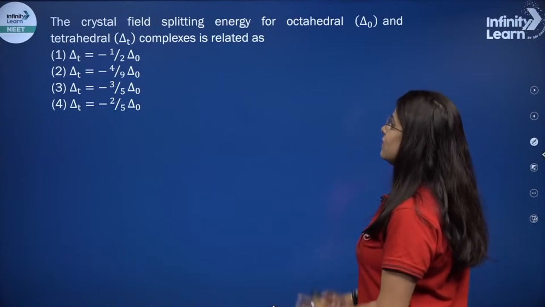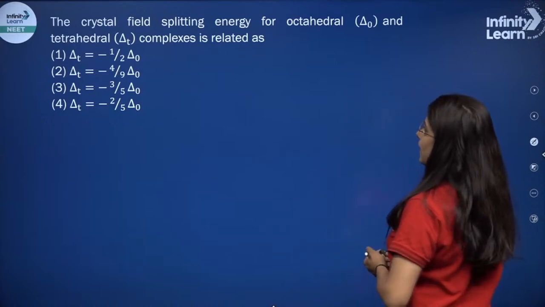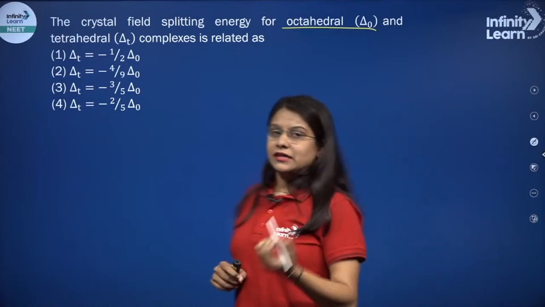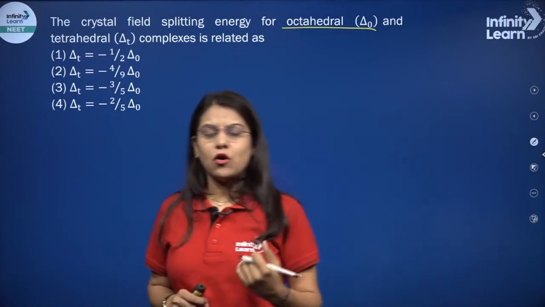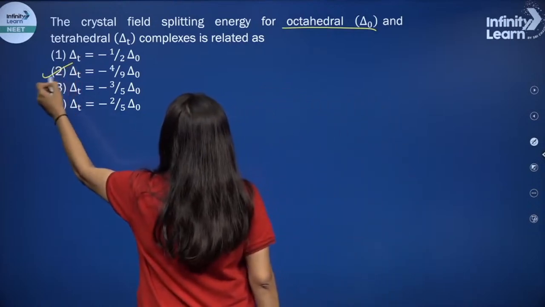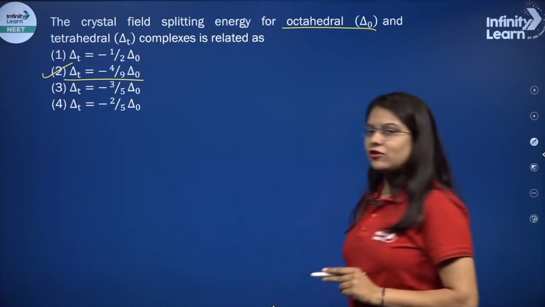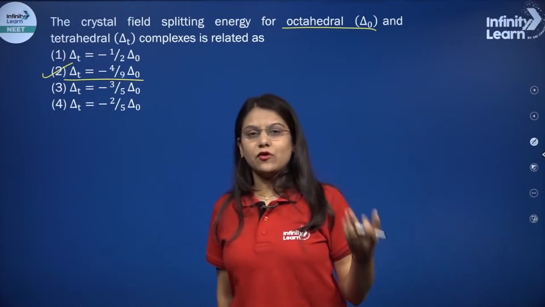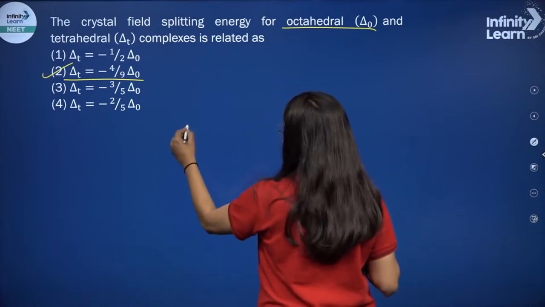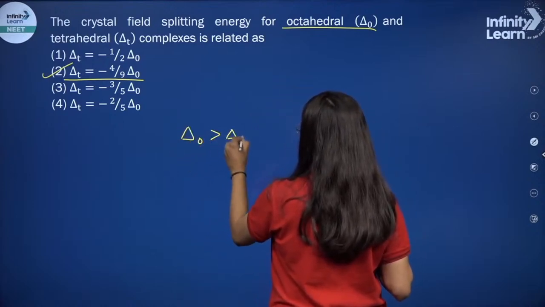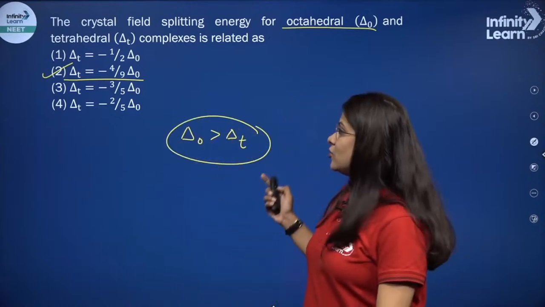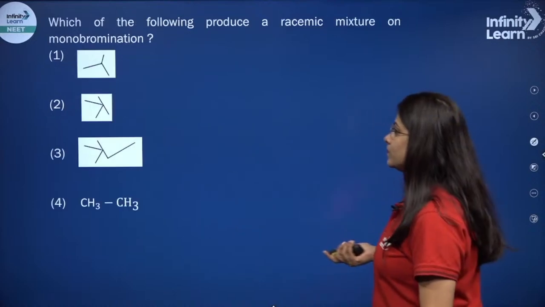Next. The crystal field splitting energy of octahedral complex and tetrahedral complex is related as. So there is a relation between the CFSE value for the octahedral complex and the tetrahedral complex. What is the relation? It is this one: CFSE of the tetrahedral complex is equal to 4 by 9 of the CFSE of the octahedral complex. Always remember, the CFSE value of octahedral is greater than the CFSE value of tetrahedral complexes. Clear? So the answer is option number 2.